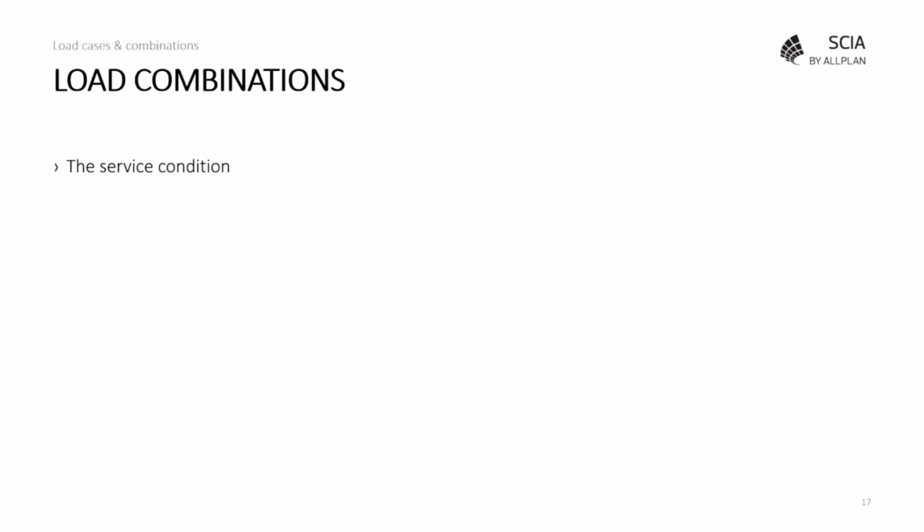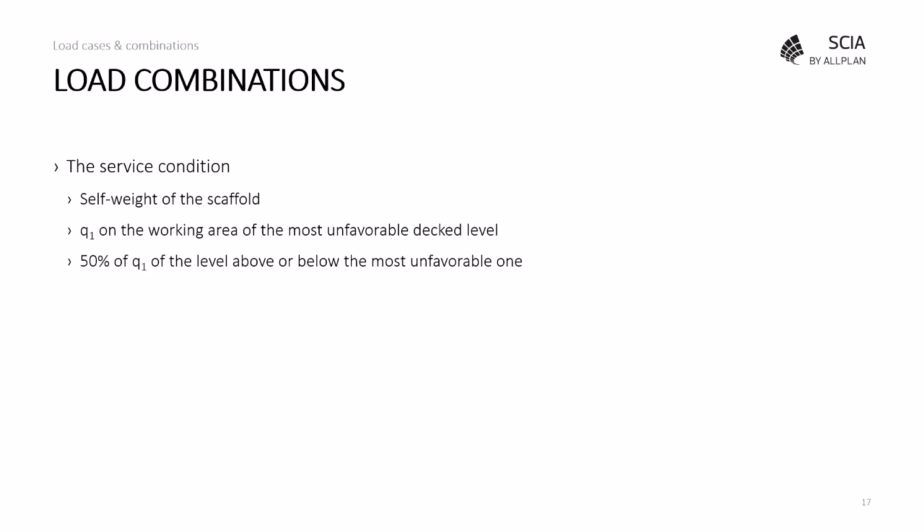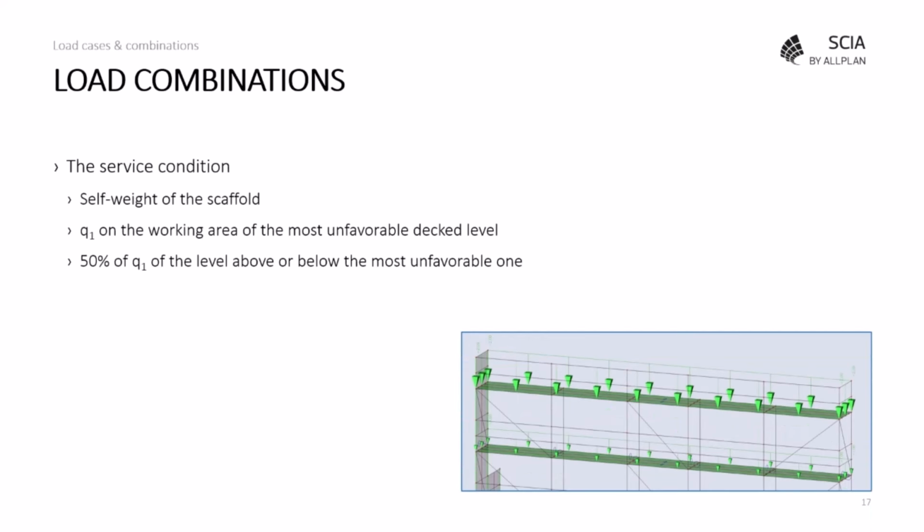And for the combinations, we can consider two situations: the service condition, where we will combine self-weight and other permanent, of course, with Q1 on the working deck, the most unfavorable working deck, and 50% of that load on the level above or below that most unfavorable one. So for example, here I put -2 on the top deck and -1 on the deck below. Also then the working load, or the working wind, sorry.